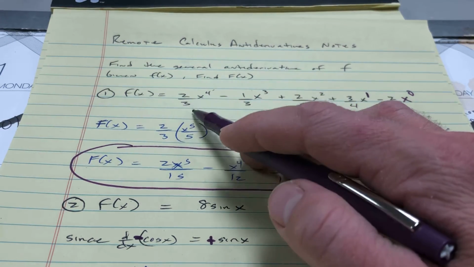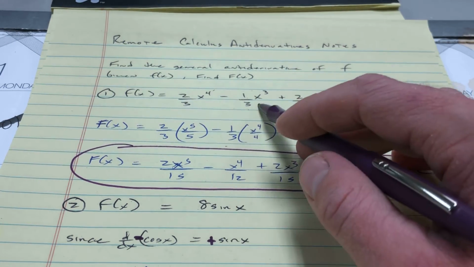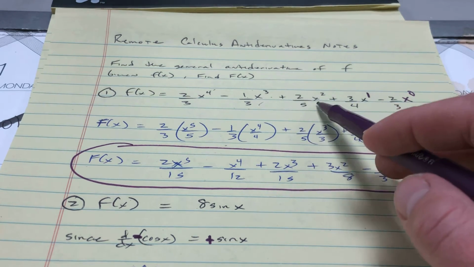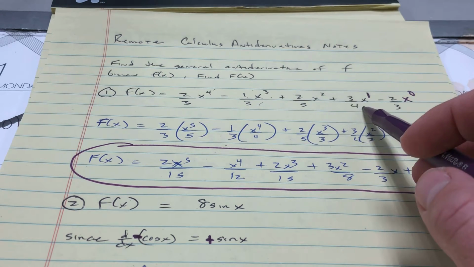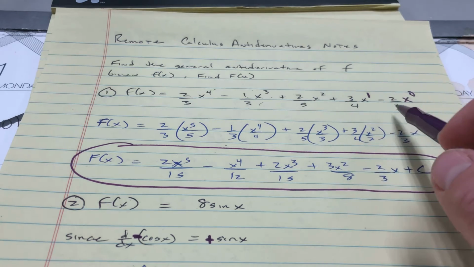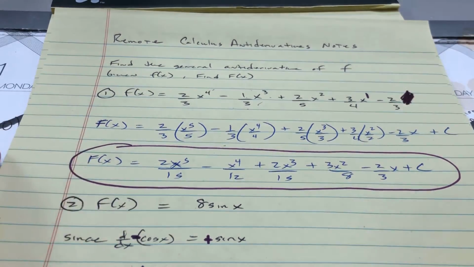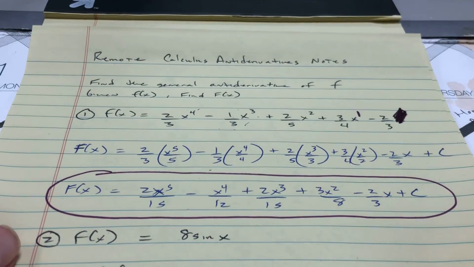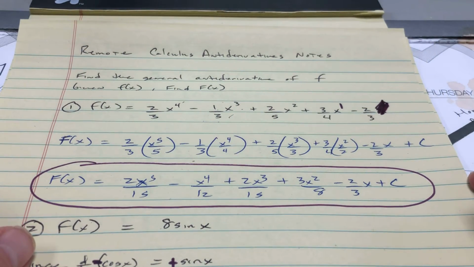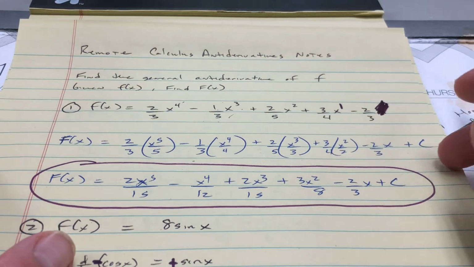f of x is 2/3 x to the 4th minus 1/3 x to the 3rd plus 2/5 x squared plus 3/4 x, or x to the 1st, minus 2/3. It was just minus 2/3. We were making a previous video and had a phone call come in here. So just minus 2/3 for the time being. And it was just x, but you can put x to the 1st in.